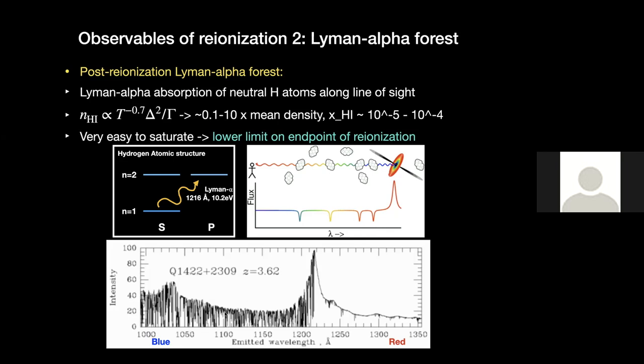The idea here is that the cross-section between Lyman alpha photons and neutral hydrogen is pretty high. And so the fact that we see the Lyman alpha forest already means that the universe is highly ionized. And so this puts a lower limit on the endpoint of reionization. So in this talk, I'm going to dig more into these two observables of reionization, to see what else we can constrain about reionization from them.